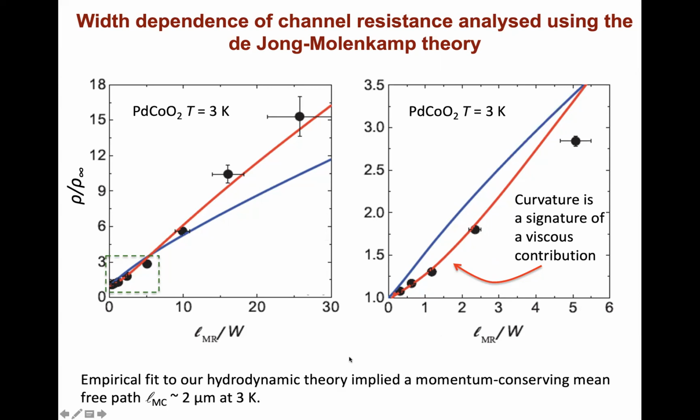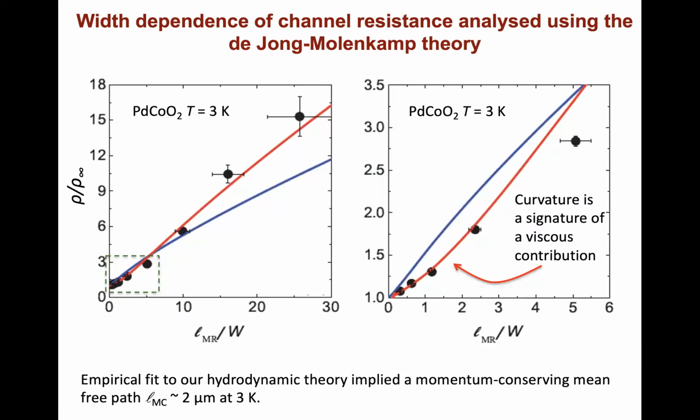And a number that I'd like you to bear in mind is that the parameters that came out of the fitting we were doing, for us, the momentum conserving mean free path really was just a fit parameter, and it came out to be about 2 microns at 3 Kelvin. So we'll come back to that number in a few minutes.